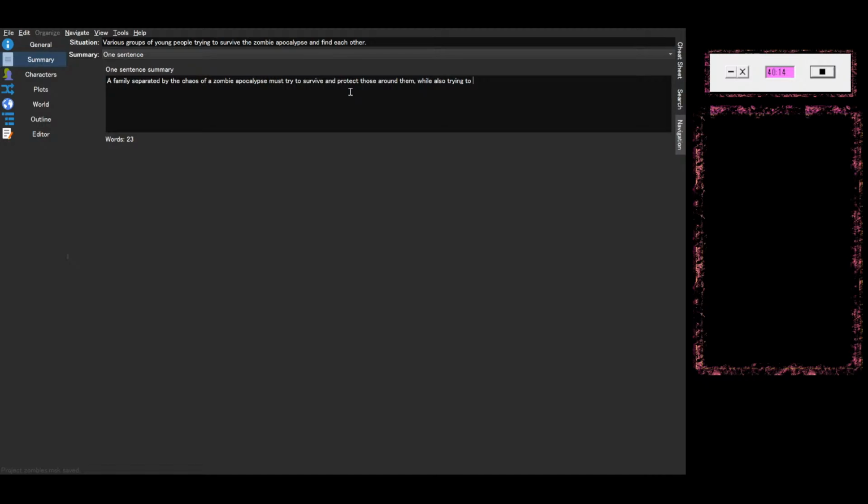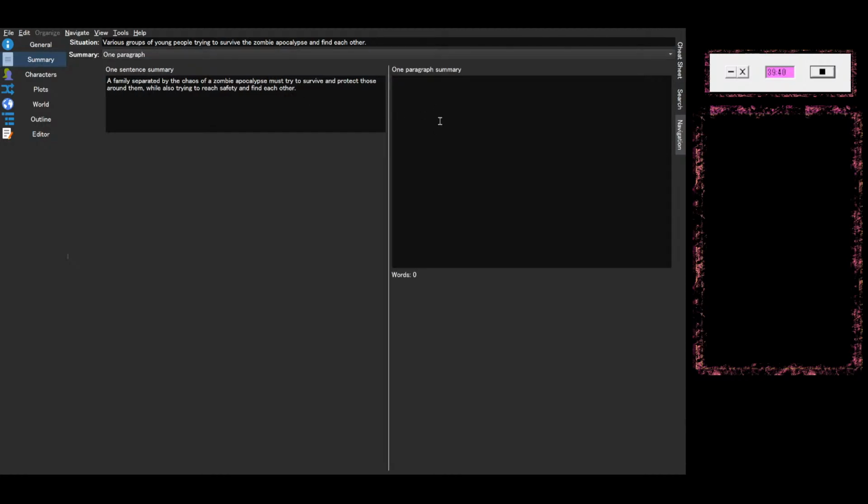So trying to, yeah, that'll do. But since each of the characters, at least the main characters, are members of the same family, so we've got them and they're separated, obviously. They're not all together, because all hell breaks loose and whatnot. Okay, so we're going to go here and we're going to go paragraph.